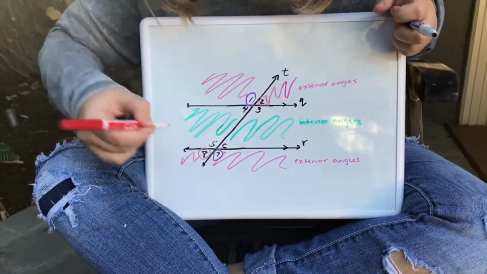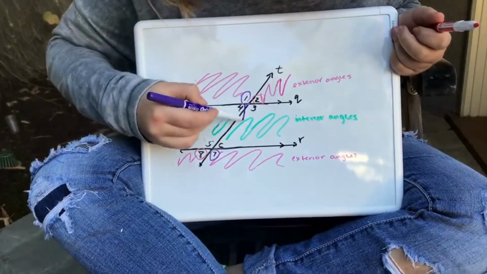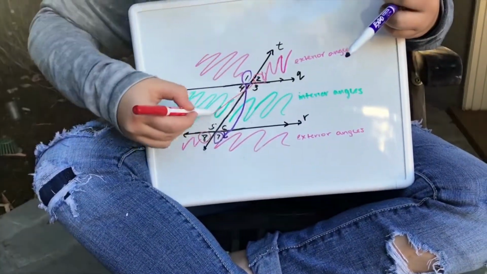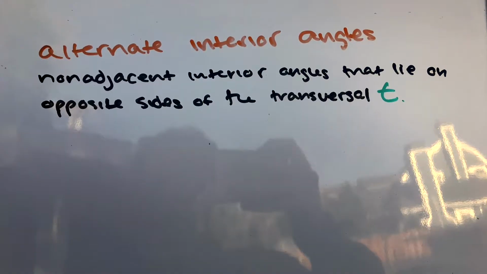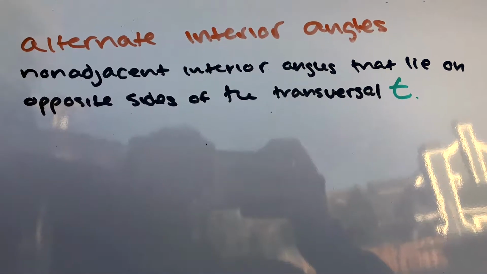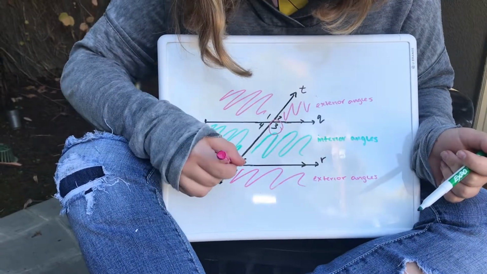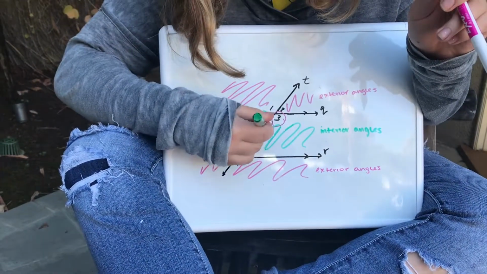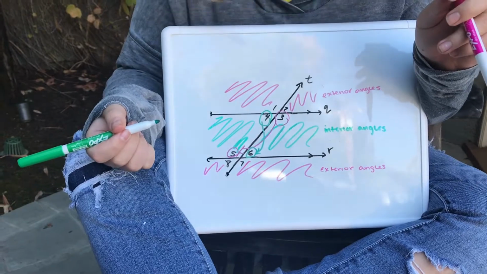Essentially, these are alternate interior angles, but just changed to exterior, meaning they are on the opposite side of the transversal and travel down the transversal to the next angle. Alternate interior angles are non-adjacent interior angles that lie on opposite sides of transversal T. Angles 3 and 5 are alternate interior angles, and so are angles 4 and 6. So in other words, the angle that is on the other side of the angle that moved one angle down is the alternate interior angle.